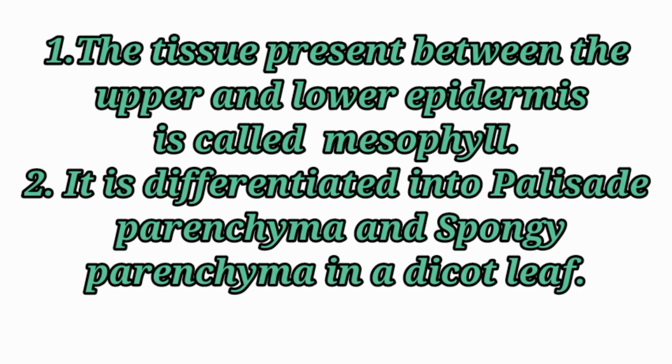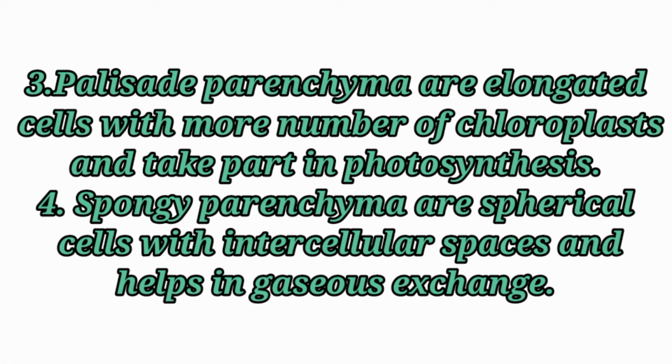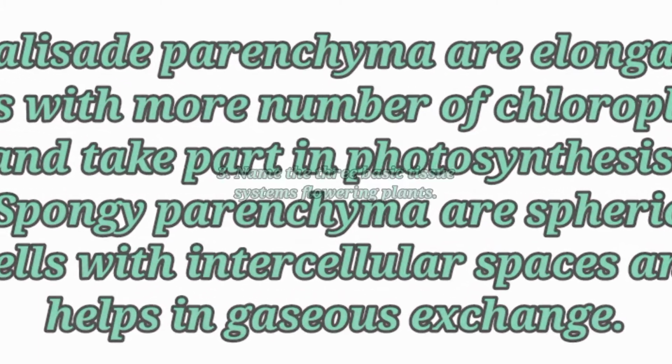Second question. Write a short note on mesophyll. The tissue present between the upper and lower epidermis is called mesophyll. It is differentiated into palisade parenchyma and spongy parenchyma in a dicot leaf. Palisade parenchyma are elongated cells with more number of chloroplasts and take part in photosynthesis. Spongy parenchyma are spherical cells with intercellular spaces and help in gaseous exchange.